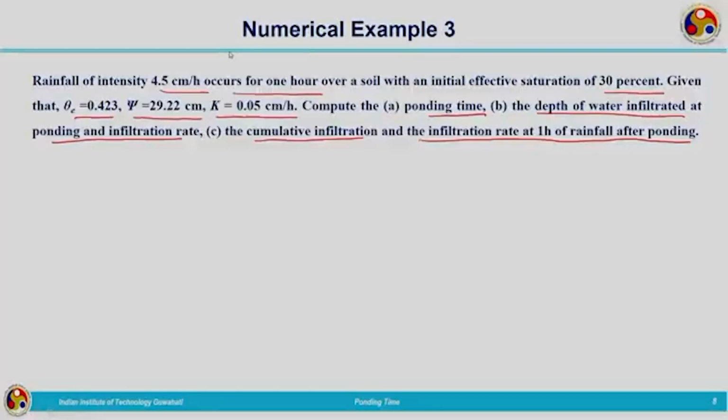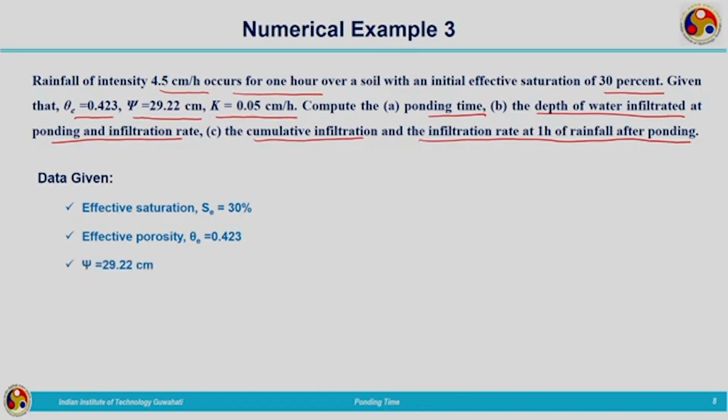So, first we need to check what the ponding time is. Let us see what data are given. Effective saturation Se is equal to 30%, effective porosity theta e is equal to 0.423, psi is equal to 29.22 centimeters, k is equal to 0.05 centimeters per hour, and rainfall intensity I is equal to 4.5 centimeters per hour for 1 hour. For 1 hour we can assume uniform rainfall intensity.